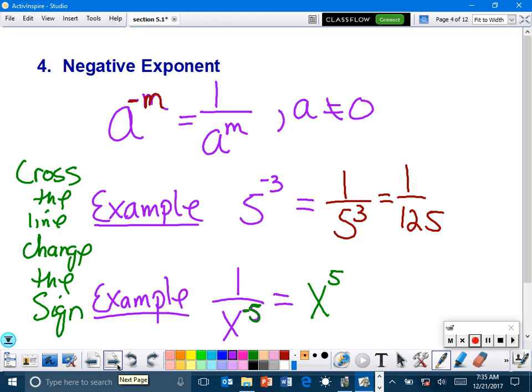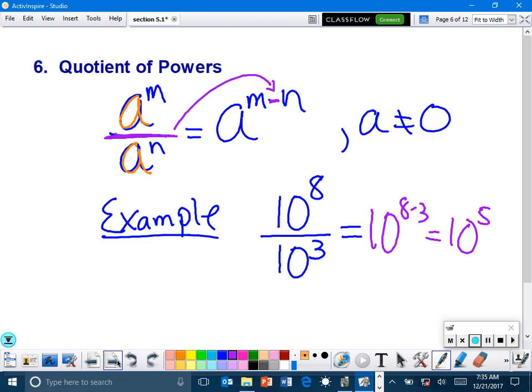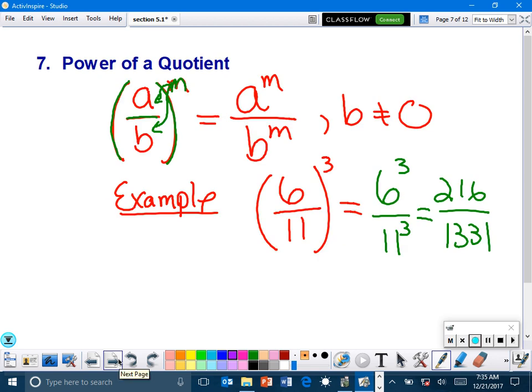Negative exponents. Remember, never leave a negative exponent. Cross the line, change the sign. Zero exponent. Everything always equals 1. Quotient of a power. That's where we have the same base in the numerator and denominator, and we subtract the exponents. Power of a quotient. So we've got a numerator and denominator, two different bases, all grouped to some power, and that exponent goes to everything inside, top and bottom.